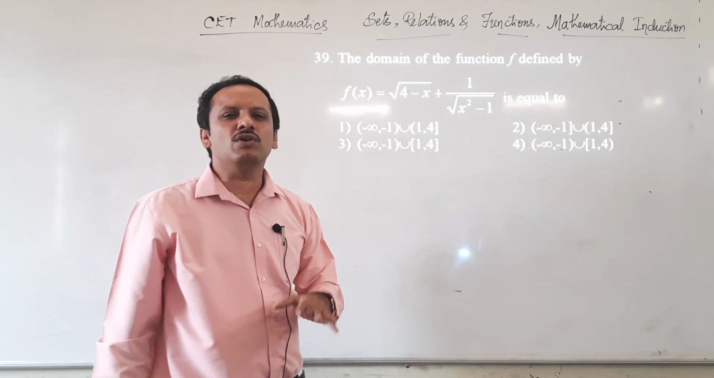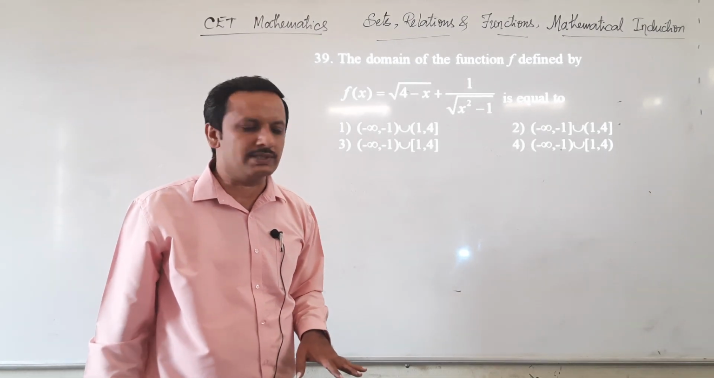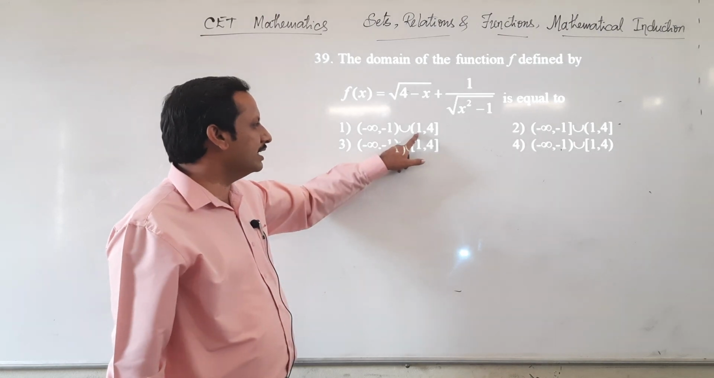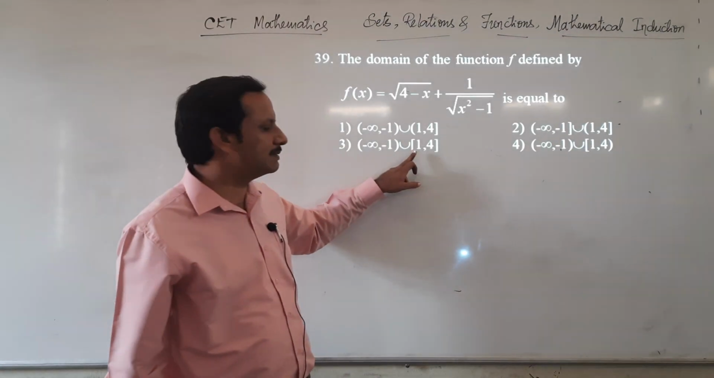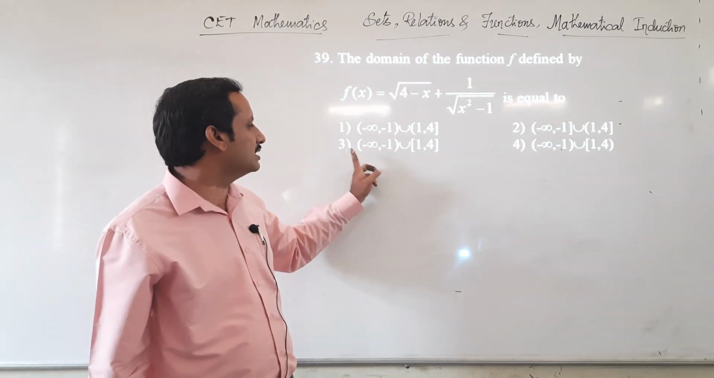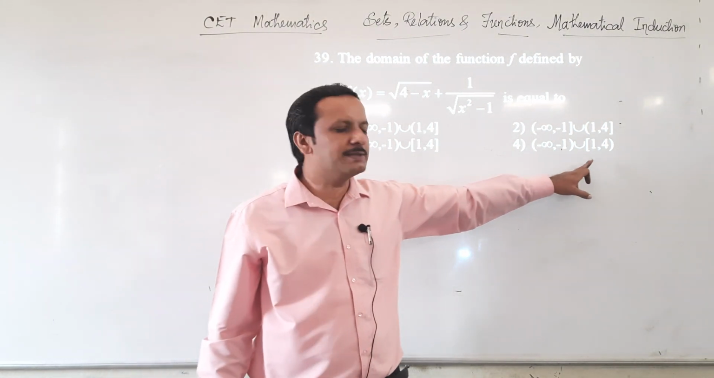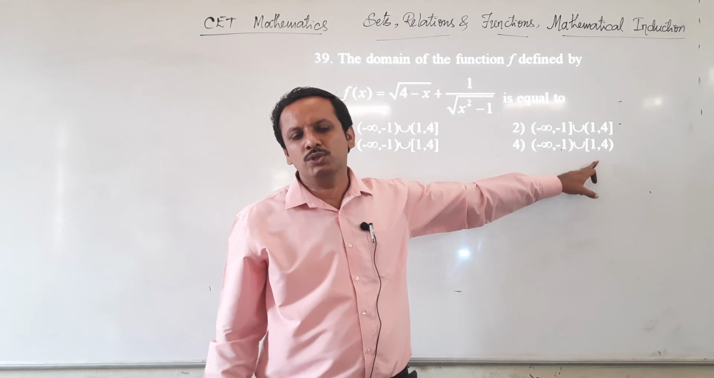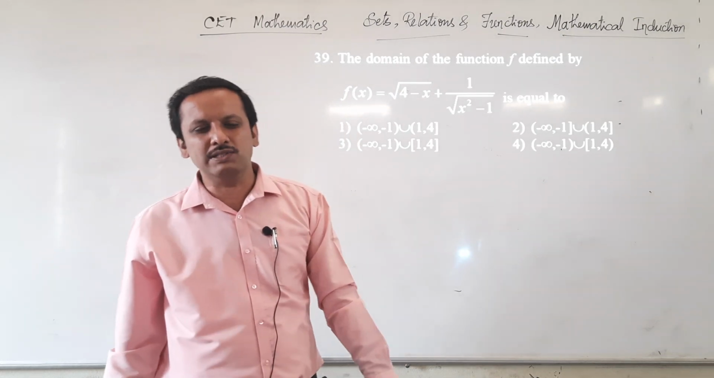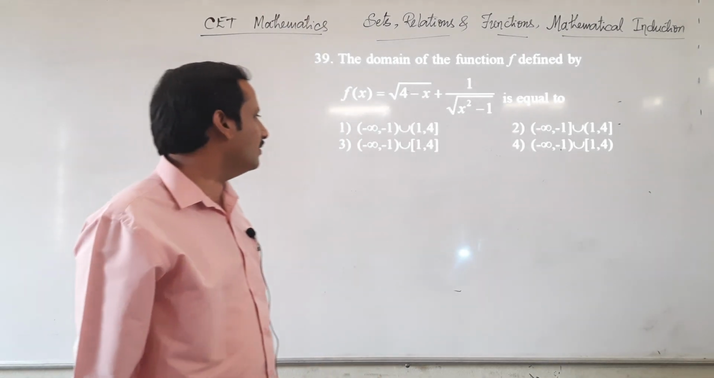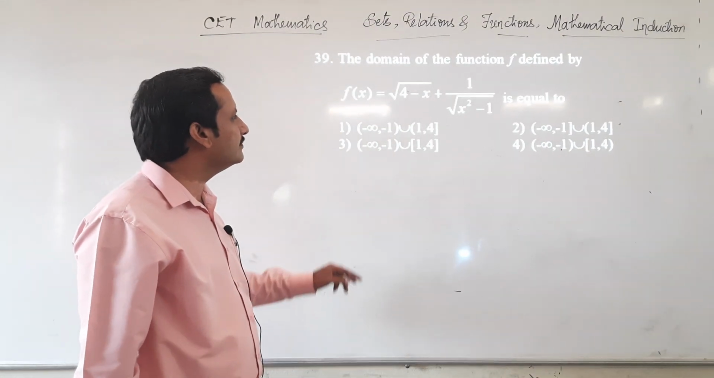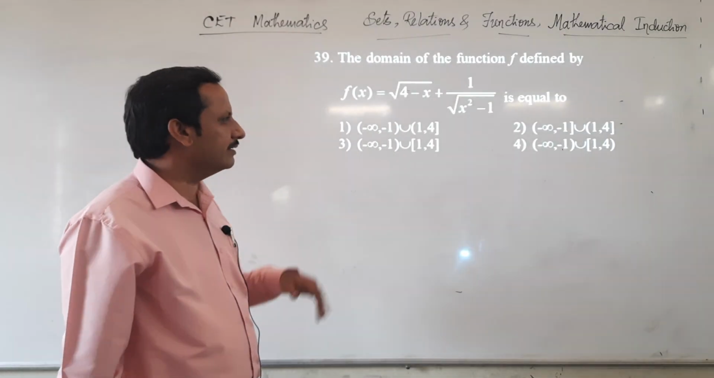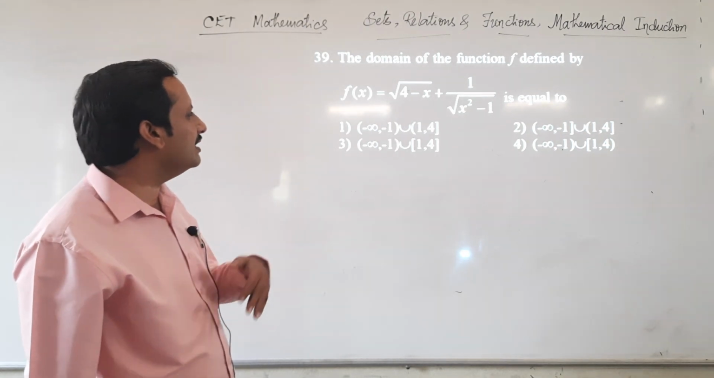Therefore, x is equal to 1 should not be there in my answer. Right? So 1 is not here. It's an open interval. 1 is not here. But 1 is present in this interval. So this option is eliminated. And 1 is present in this interval also. So the fourth option also gets eliminated. So third and fourth both are eliminated. Okay. So now I will take some other value.